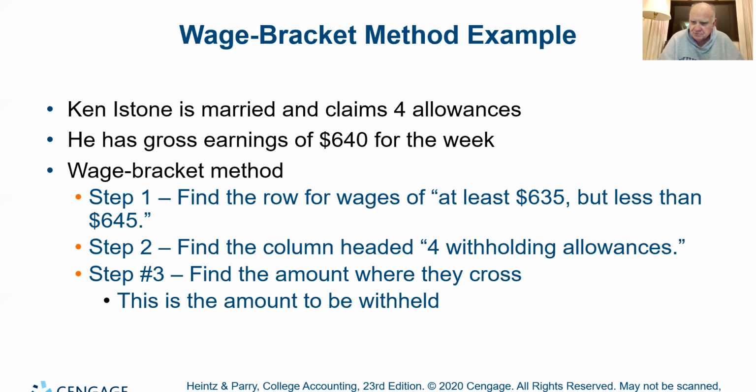Now, the tax tables are in your textbook, and I hope they might also be embedded in the software, like McGraw-Hill embeds the present value tables. But if not, you just have to go to your book. Wage bracket method. Ken Eystone is married, claims 4. His gross pay is $640. So find the wage bracket for $640. Find the column with 4 allowances. Remember, he claimed 4, so we're looking for the married tax table. And you're going to learn that there's a married one, a single one, and a head of household one.